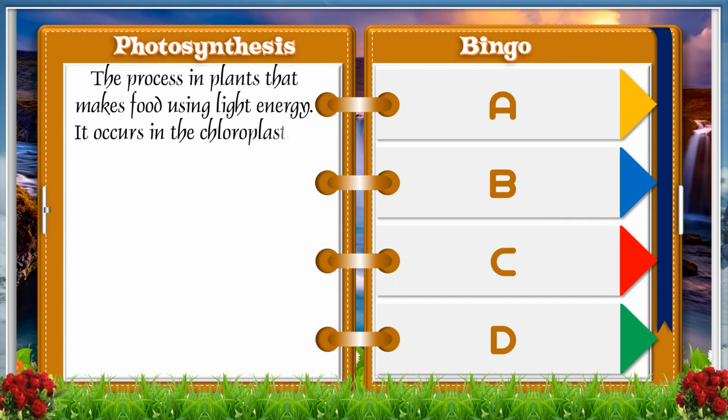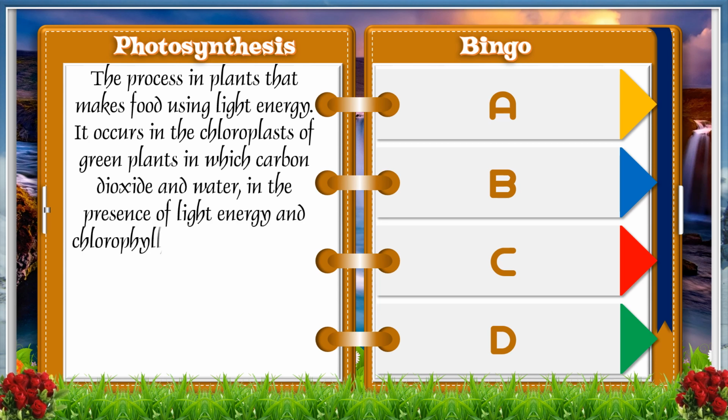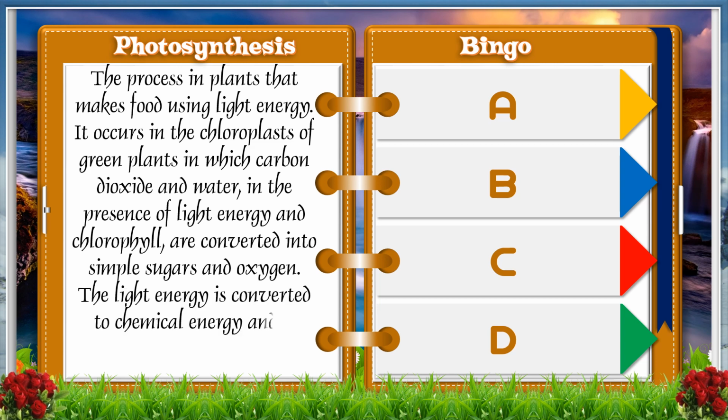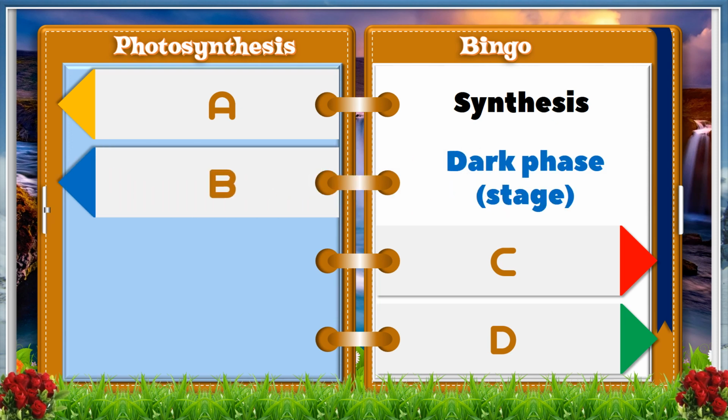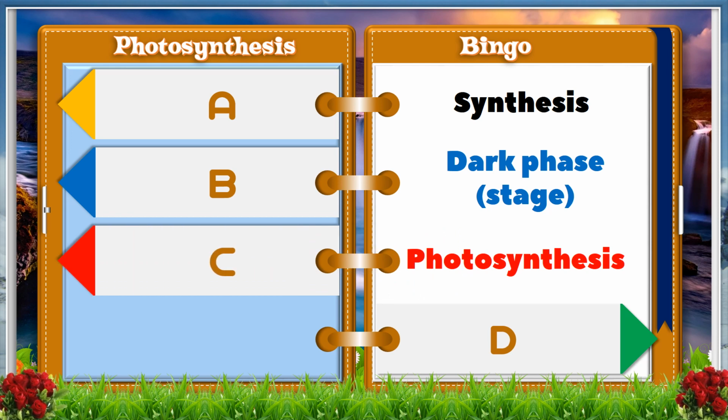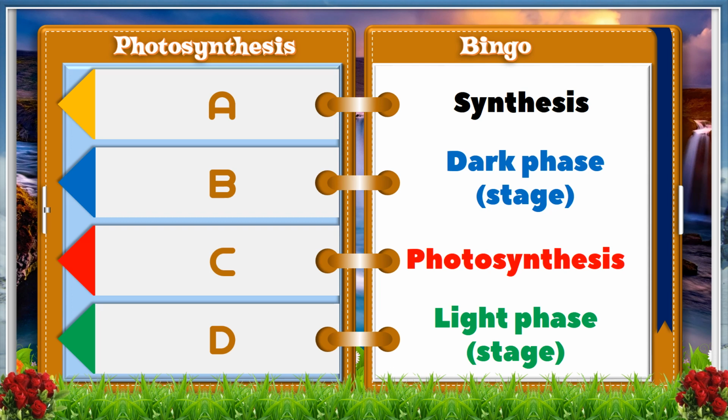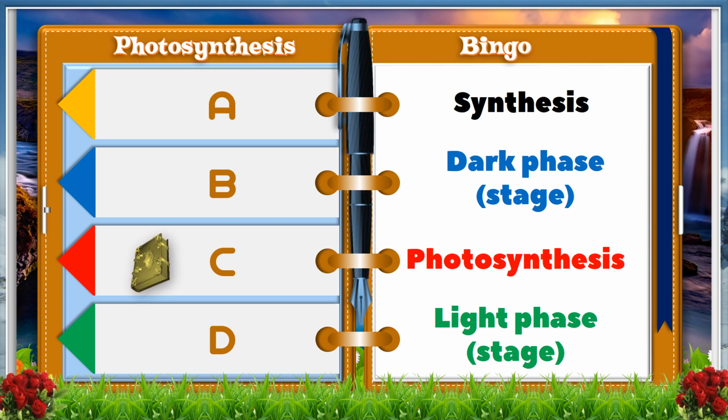The process in plants that makes food using light energy. It occurs in the chloroplast of green plants, in which carbon dioxide and water, in the presence of light energy and chlorophyll, are converted into simple sugar and oxygen. The light energy is converted to chemical energy and is stored in the sugar molecule. A. Synthesis. B. Dark phase stage. C. Photosynthesis. D. Light phase stage. And the answer is C. Photosynthesis.